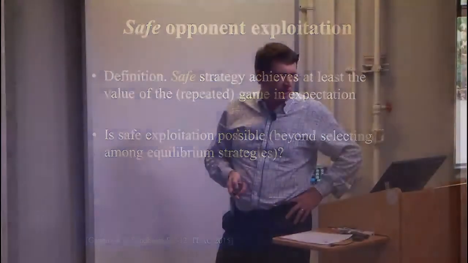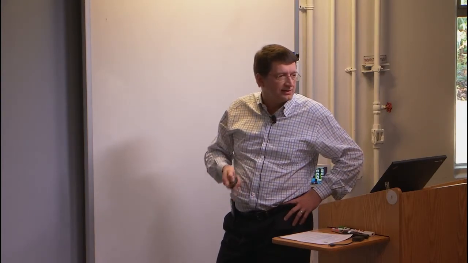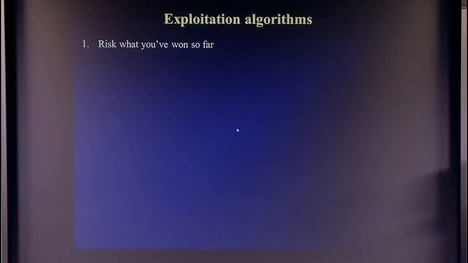Clearly, game theoretic strategies are safe, but they don't exploit maximally. Can you exploit more and still be safe? Well, one idea is to risk what you've won so far. If I won $100, I'm going to run an epsilon safe best response where epsilon is $100. Safe or not? It's safe, right? Because you're risking... okay, wrong.